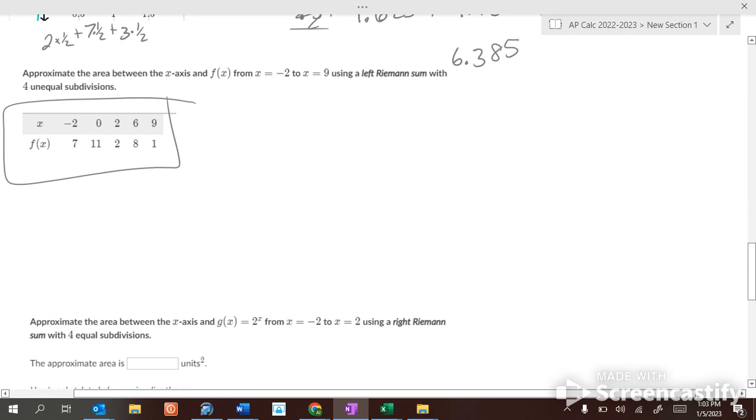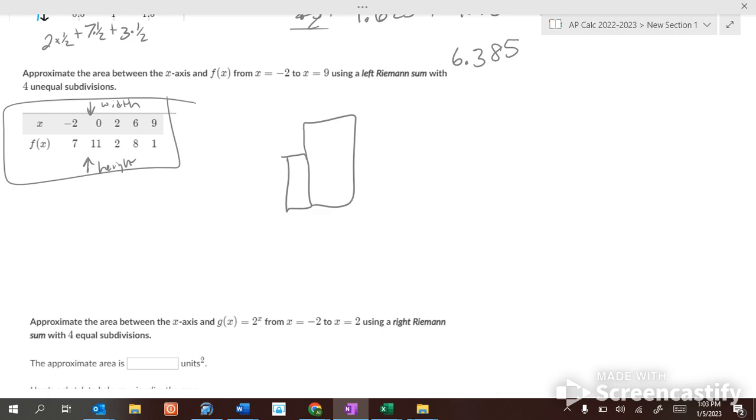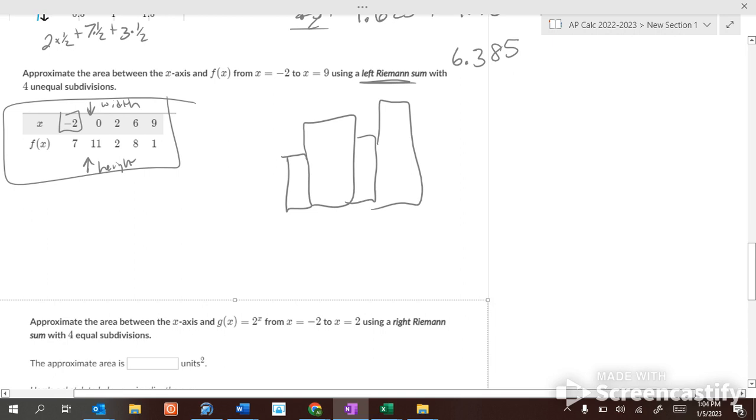Well, if we don't have a graph, if we have just a function chart and we're told to use the left Riemann sum, okay? So what you do is, this is the width and this is the height. And you're making rectangles, right? And I don't know what each of them are. I just drew a bunch of rectangles out. Okay? Using a left Riemann sum uses the left number for the height. Okay? The left number for the height.